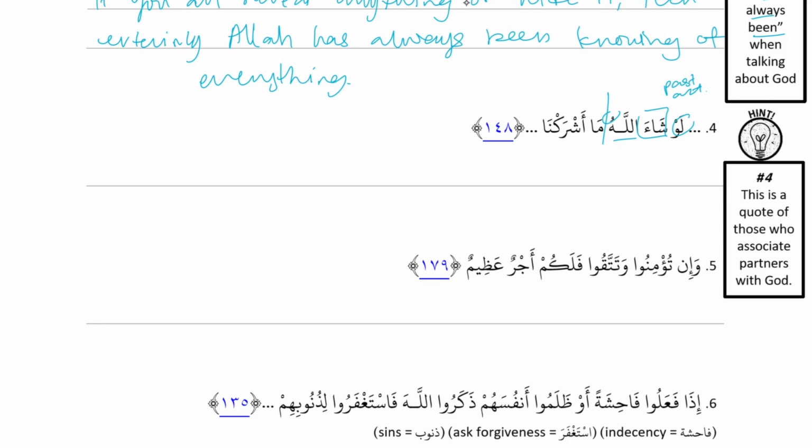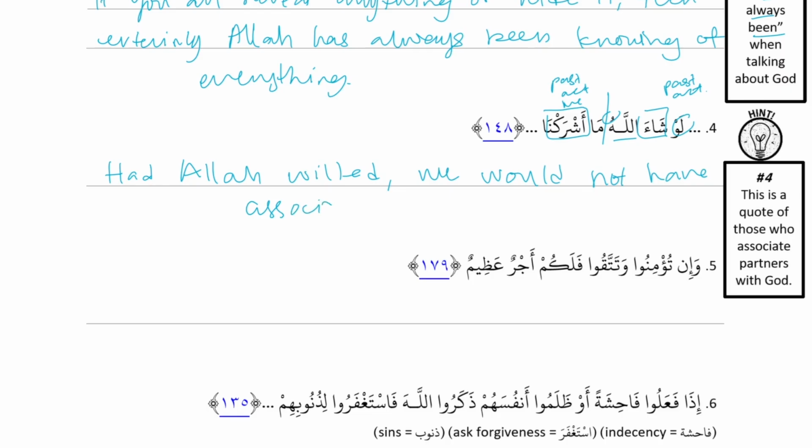Good. And then ashrakna is another past active. And the doer is we. Good. Now it tells us we. Easy peasy. Let's translate. So law translates as had. Had Allah willed. We're going to start with our doer, then our action. Had Allah willed, we would not have. Good, because there's a negation. So we would not have associated partners. Good. Meaning with him.